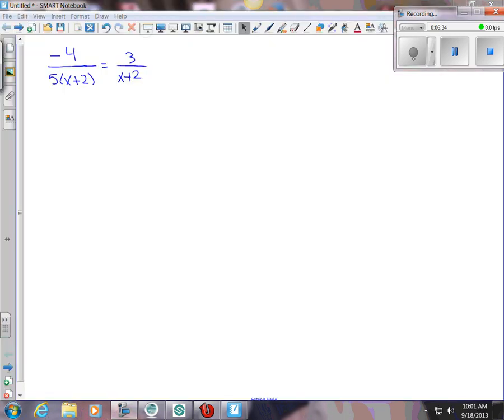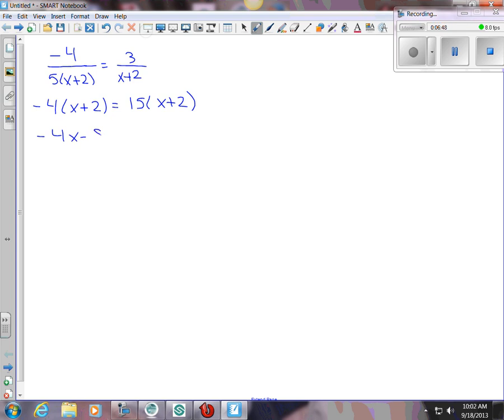Give it a shot. Okay, so we're going to start by cross multiplying. And this is going to be 15 times x plus 2. Are you all okay with that? Okay. Distribute. You get this far? Is it a quadratic? No. So this is just a simple equation, okay? We want to get all the x's to one side, everything else to the other.